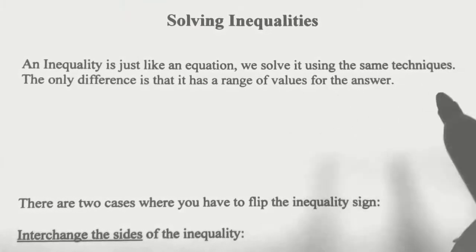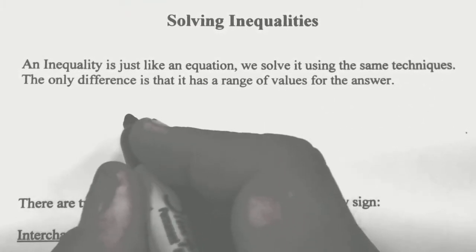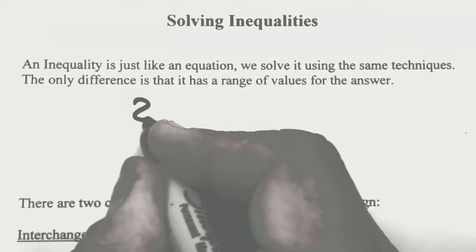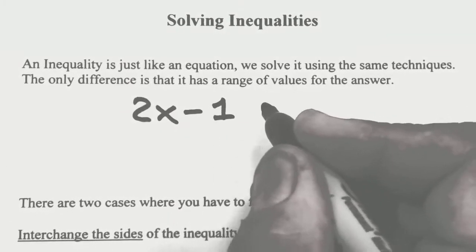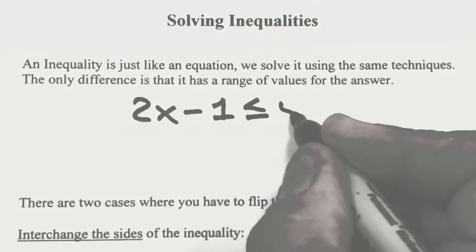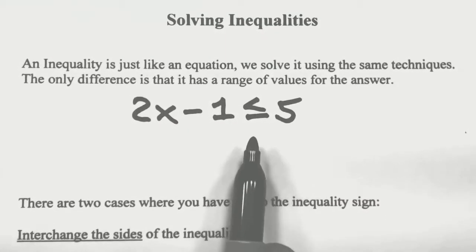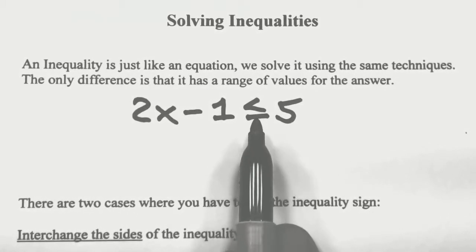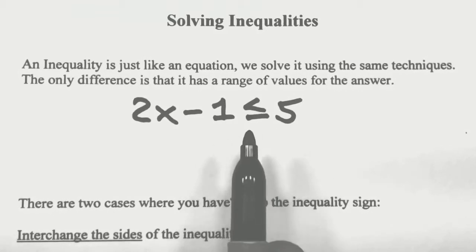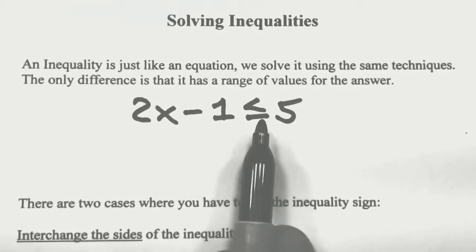Now, inequalities in many ways are like an equation, but here's the difference. Let me write one down here. 2x minus 1 is less than or equal to 5. Now, the difference is, instead of an equal sign, we've got an inequality. This is less than or equals. It could be less than, it could be greater than, or greater than or equals. And one of the things you remember about inequalities is they don't have one answer. They have a whole range of answers.